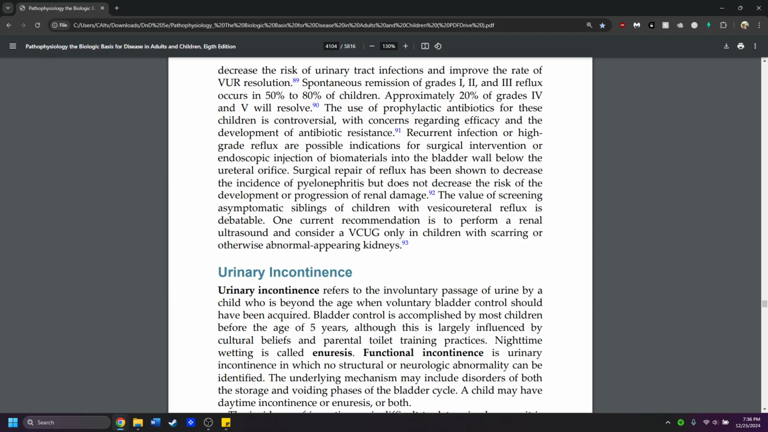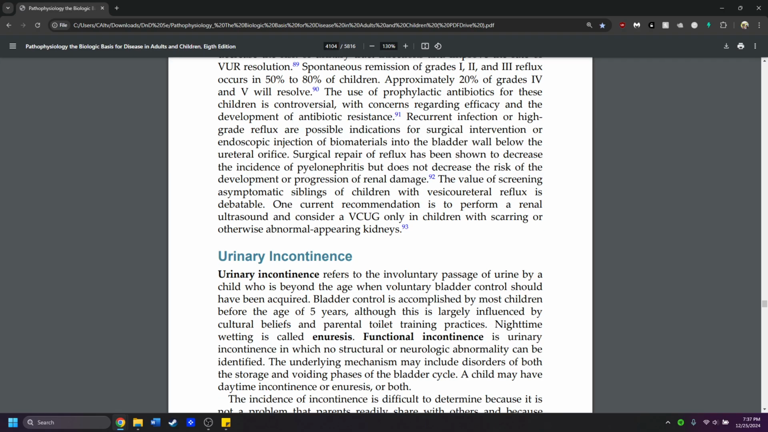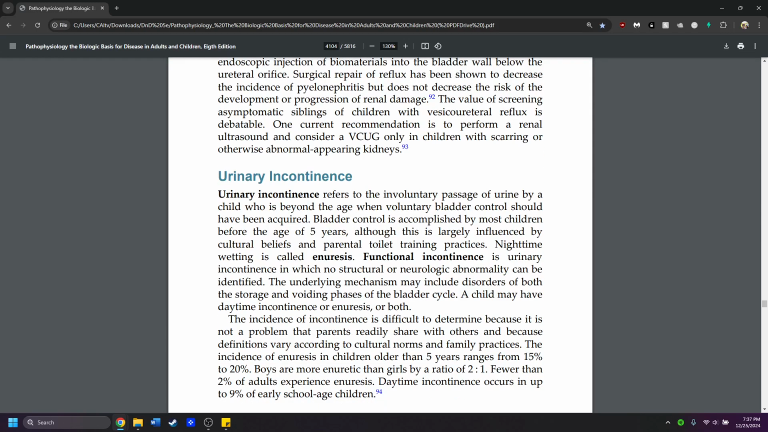The value of screening asymptomatic children, the asymptomatic siblings of children with vesicoureteral reflux, is debatable. One current recommendation is to perform a renal ultrasound and consider a VCUG only in children with scarring or otherwise abnormal appearing kidneys.